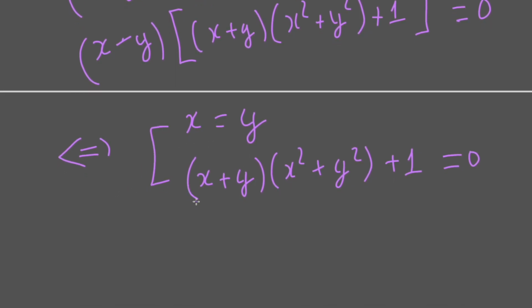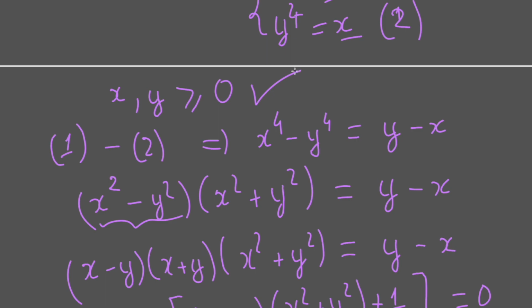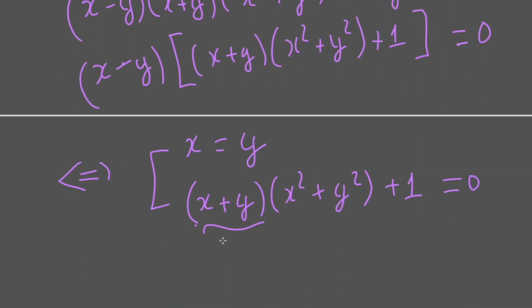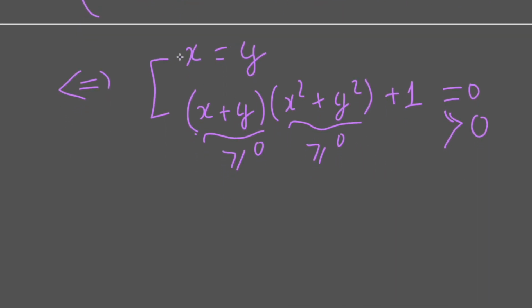The second one cannot equal 0 because we have already ruled that out with the condition. So x plus y has to be greater than or equal to 0, and x squared plus y squared is also greater than or equal to 0. So the product of both expressions is at least 0, and plus 1 it has to be greater than 1. So this is an impossible solution, and we move to the first case, that is x equal to y.